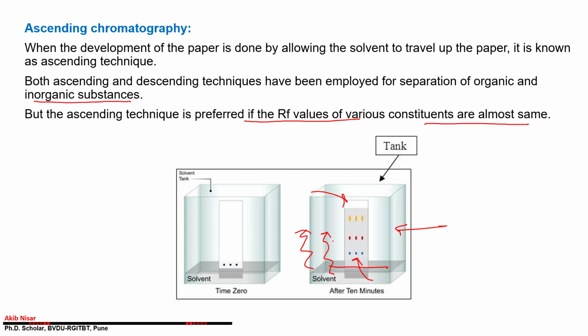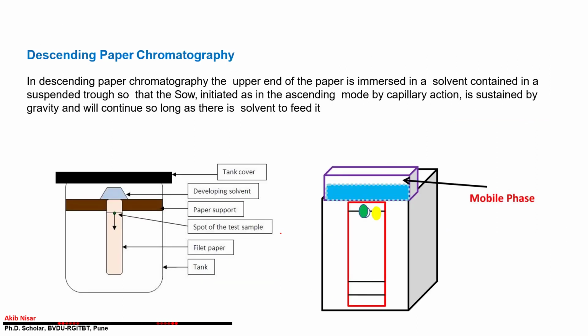Now the second one is descending paper chromatography. Now it is also the same, the phenomenon is just opposite. Here what are you doing? You are taking the chromatographic chamber, you are putting a paper there, you are making a spotting line here, you are separating the different solutes and making a chromatogram, you are calculating the RF values, that's all the same, but the major difference is that there is a setup on the upper side of the chamber or your chromatographic setup.